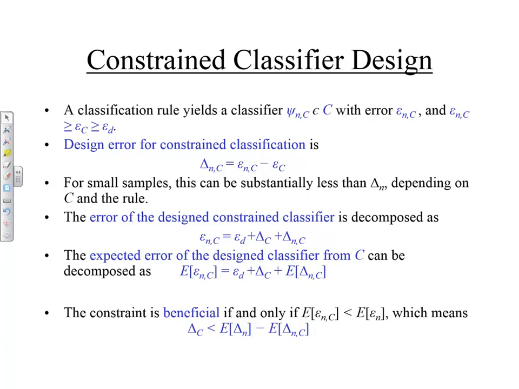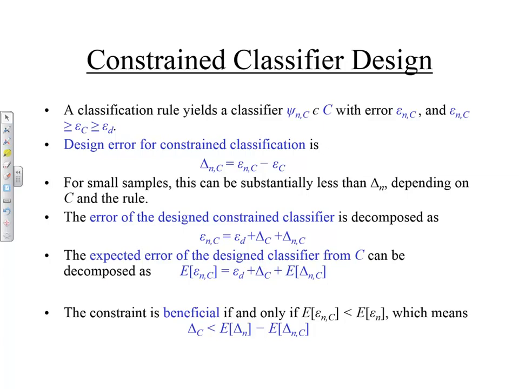Now we are designing constraint classifiers. So a classification rule yields a classifier psi NC, that means a classifier that is designed based on samples from that constraint class, with error epsilon NC. This error epsilon NC is going to be greater than or equal to epsilon C, the error of the best constraint classifier. So epsilon NC will be greater because you're now learning things from samples.